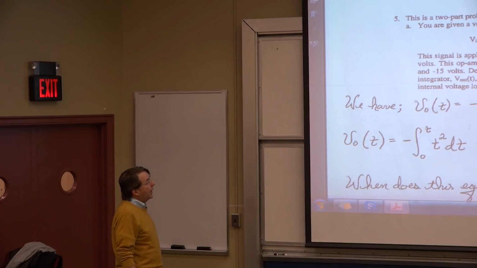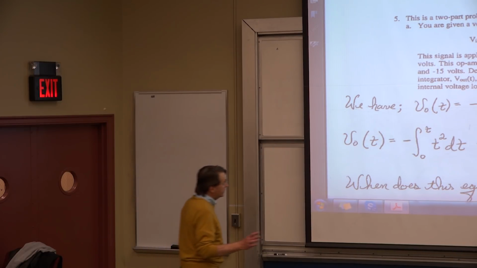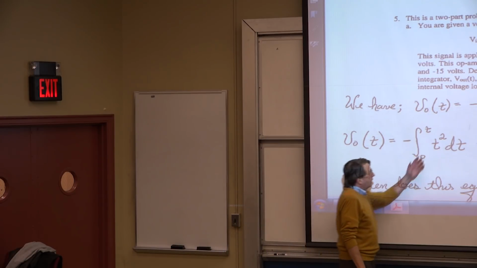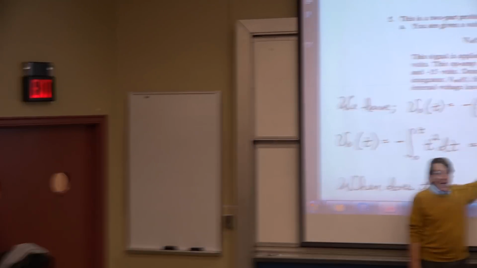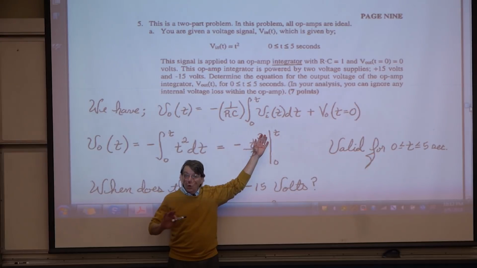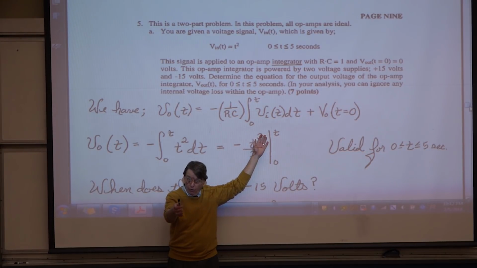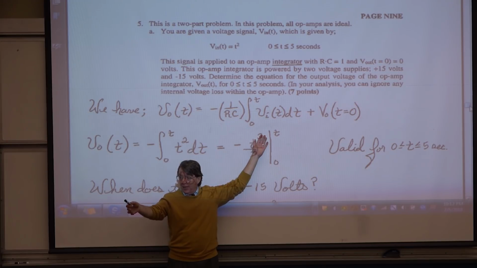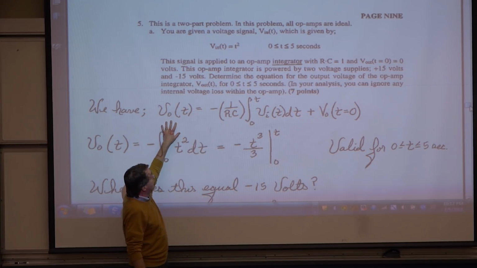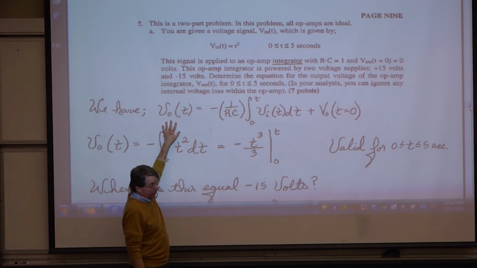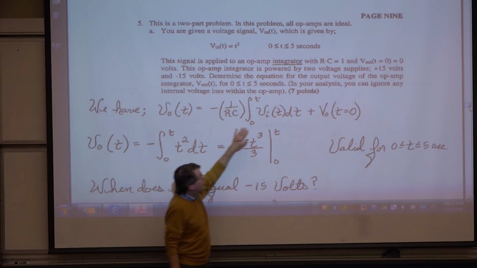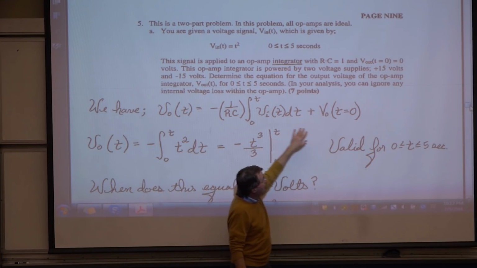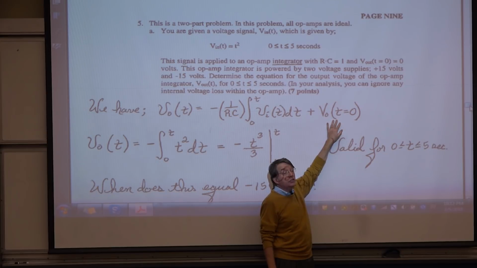And it's applied to an op-amp integrator. Now let me stop right there. I know we haven't discussed this, but this is the formula for the op-amp integrator. Don't memorize it. It's on the formula sheet. So when I tell you we have an op-amp integrator, this is V out. And over here is V in. And this here is the initial condition.